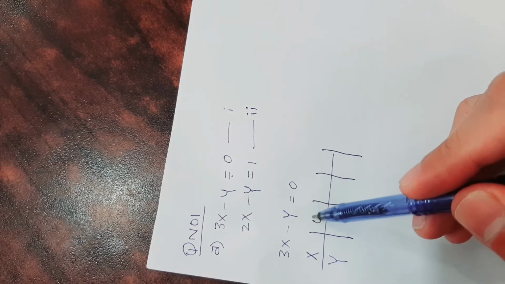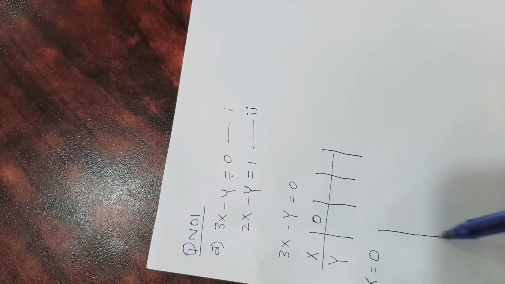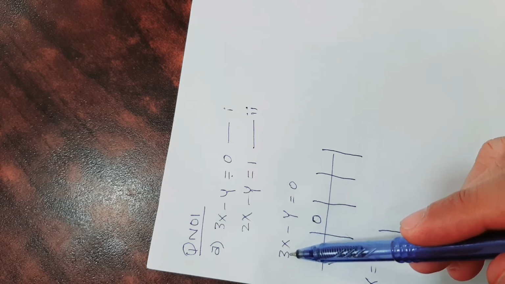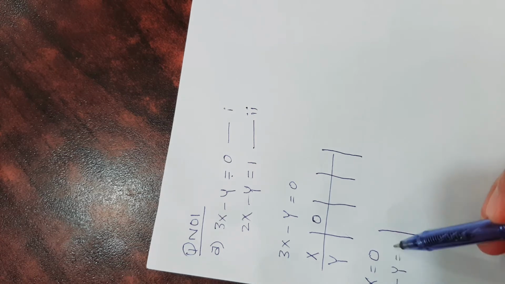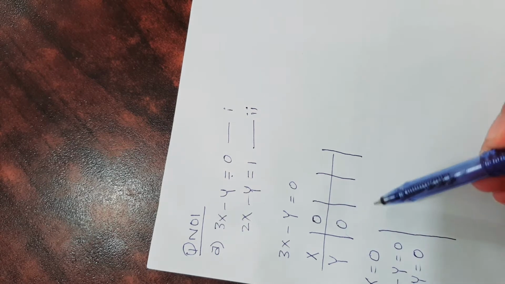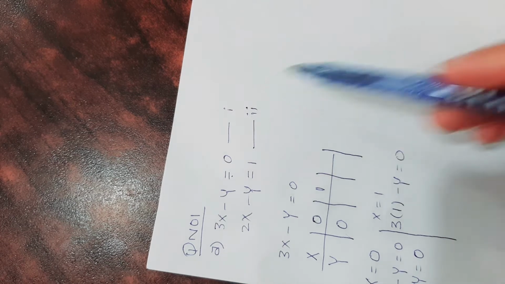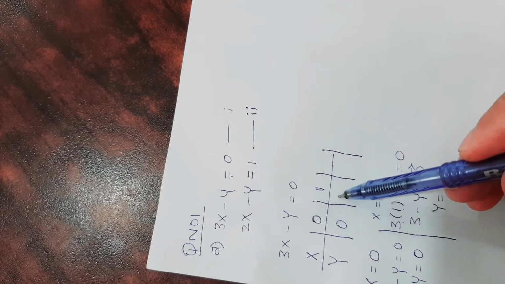For example, x is 0. So when x is 0, what will be the value of y? You can find that by putting x as 0 over here. 3 into 0 is 0, minus y is equal to 0, and from here y is equal to 0. So when x is 0, y is equal to 0. Now suppose x is 1. Put x equal to 1 in equation number 1, and 3 into 1 is 3, minus y is equal to 0. You can move y to the right side and y will be equal to 3. So when x is 1, y is 3.